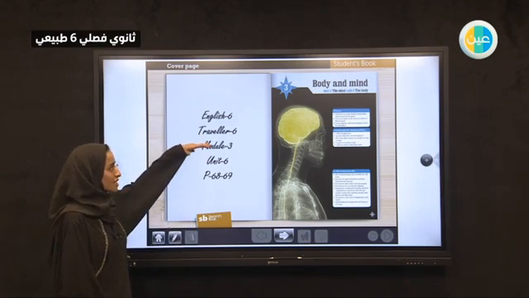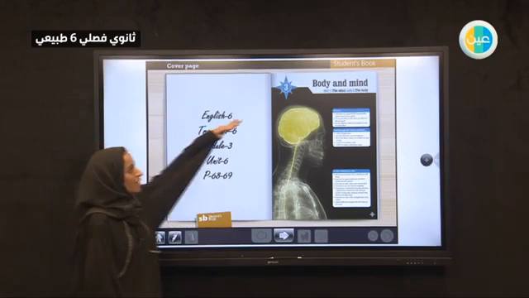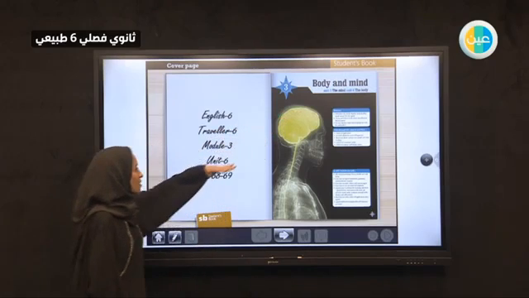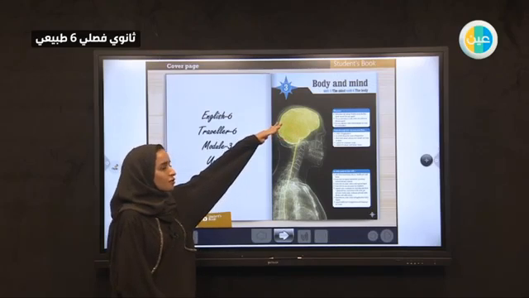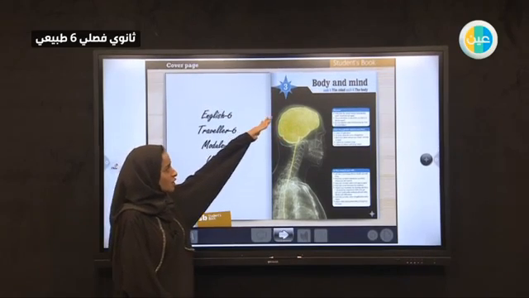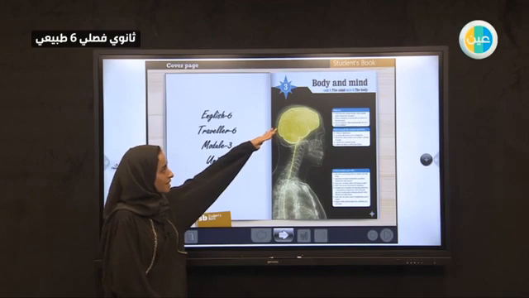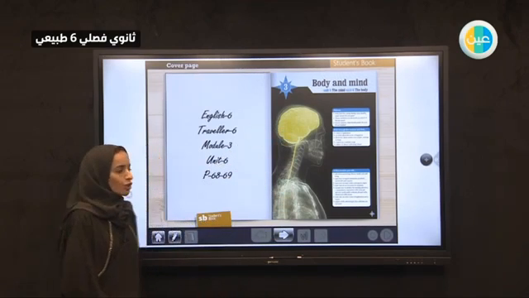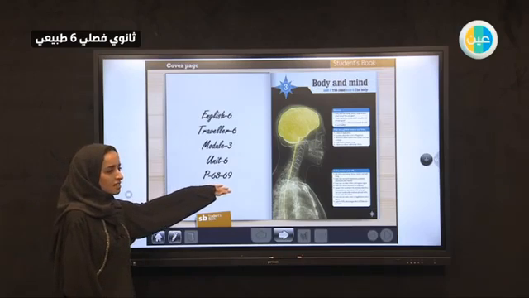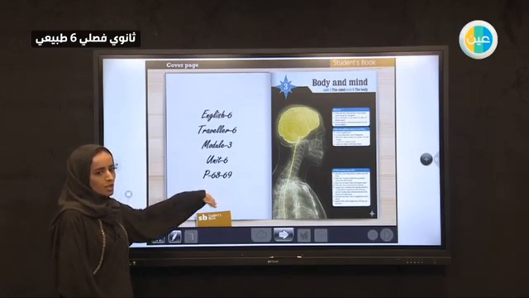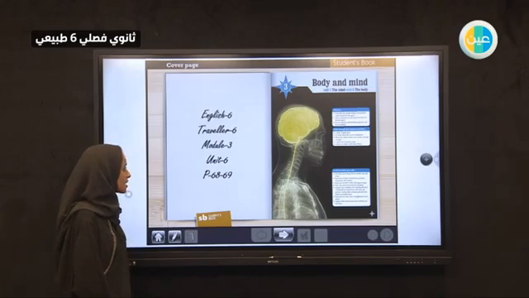Your book, Traveler 6, Module number 3, Body and Mind, Unit 6, which is the body. We are all done from the first unit, which is the mind, and now we will focus on your body. Now open your books on page 68 and 69. Your student books, page 68 and 69.